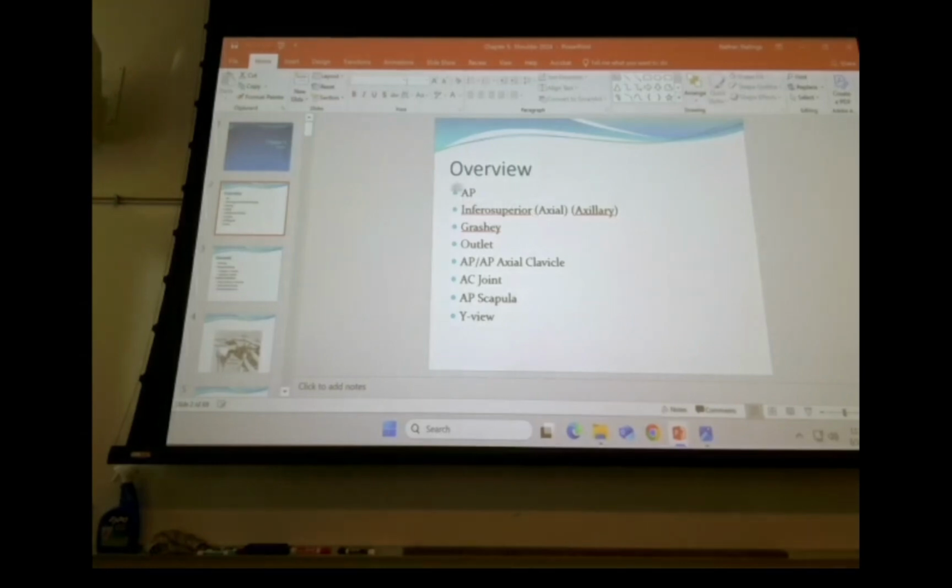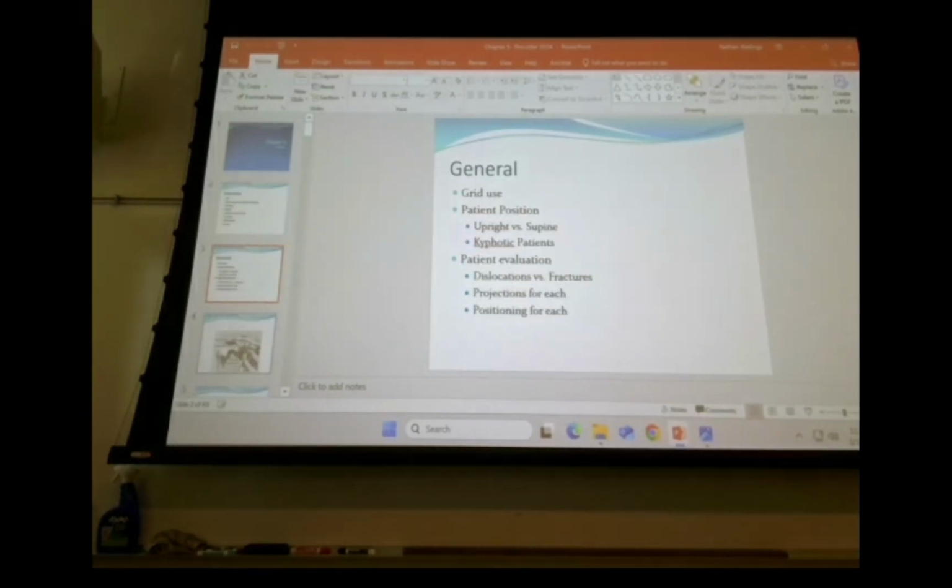So the AP, internal, external rotation, the neutral rotation, we're really not going to talk about. We'll talk about the axillary. We'll talk a little bit about the Grashey. The outlet is just a Y view with a caudal angulation. We'll talk about the clavicle, AC joints, and AP scapula to finish out the scapula itself.